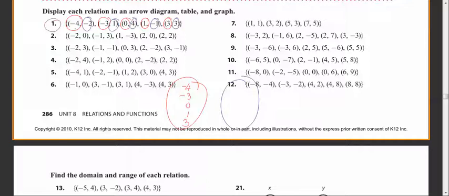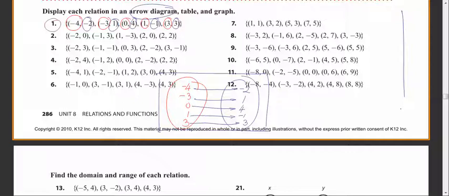And actually you can start by saying, okay, for the -4, the corresponding output for my relation would be -2. For -3, you can use arrows for that, the output will be 1. For 0, the output will be 4. For 1, I have -1. And for 3, I have 3. Okay? And this is one way to display the relation given in problem number 1 by using the arrow diagram.